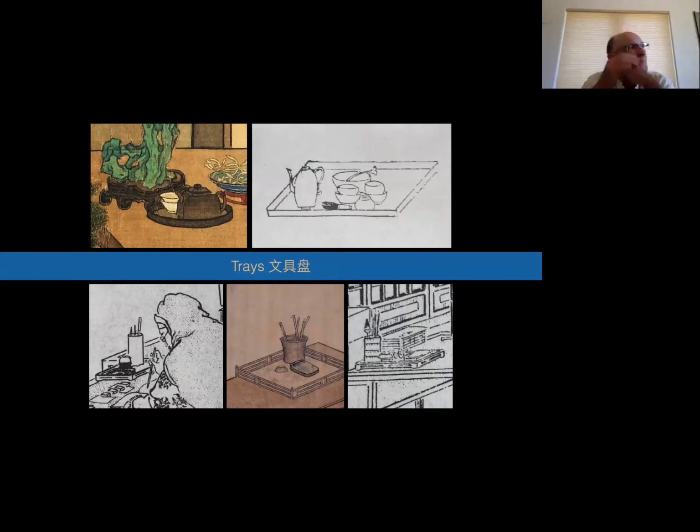Of course, trays were also useful on the desk, and they appear in many different styles and shapes. They were useful to have on the desk to kind of keep things organized. And also servants would often bring in tea or wine.